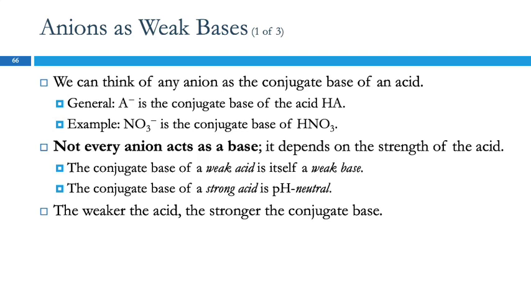So we can think of any anion as the conjugate base of an acid, but not every anion will actually act as a base. It depends on how strong that acid is. If it's the conjugate base of a weak acid, it will be a weak base. If it's the conjugate base of a strong acid, though, it's going to be pH neutral. It's not going to affect the pH. So the weaker the acid, the stronger the conjugate base.